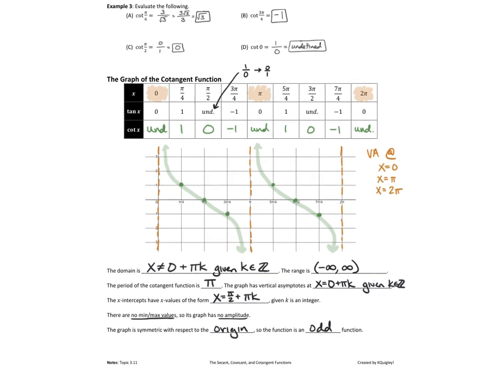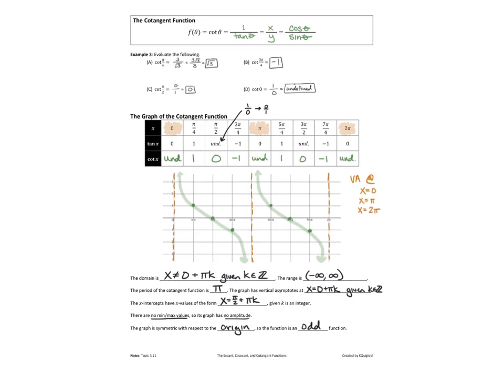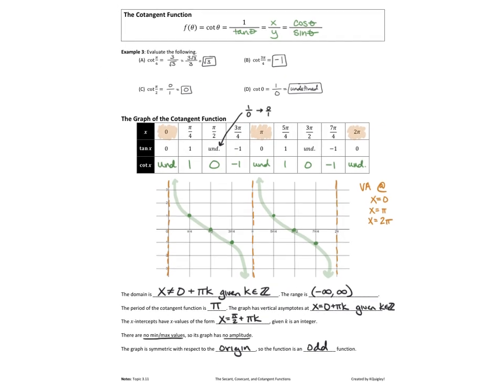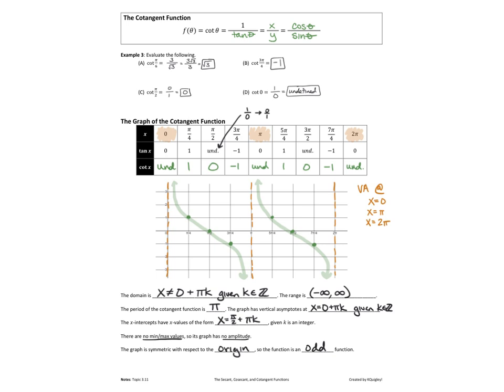So we have these three new types of functions we can graph, and that's what we're going to be really focusing on today, is being able to graph the secant, cosecant, and cotangent functions given some different transformations.